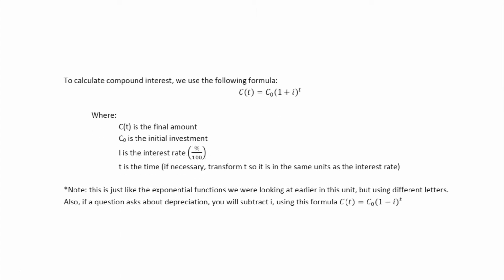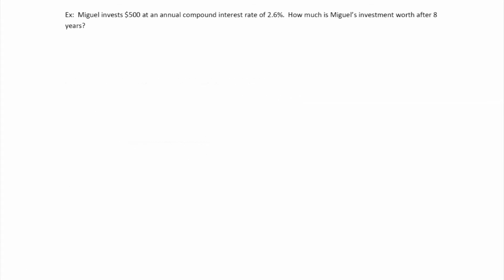You may notice that this function is just like other exponential functions we've been looking at earlier on in this unit, but they're using different letters. Also, if a question asks about depreciation, you subtract i using the formula C_T equals C_0 times (1 minus i) to the exponent t. So the only thing that's really changing in these circumstances is here it's a plus sign and here it's a minus sign. Let's look at an example.